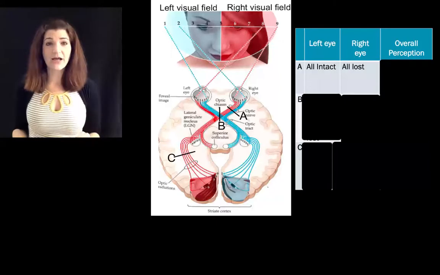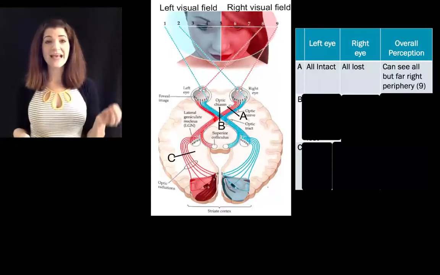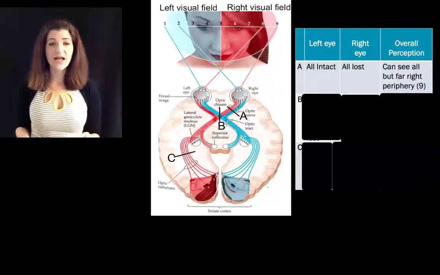Nothing from the right eye reaches cortex. And so the overall perception is of everything except the portion of visual field that is only coded for by the right eye. And that is just the far, far periphery, right? That is just way, way out here.